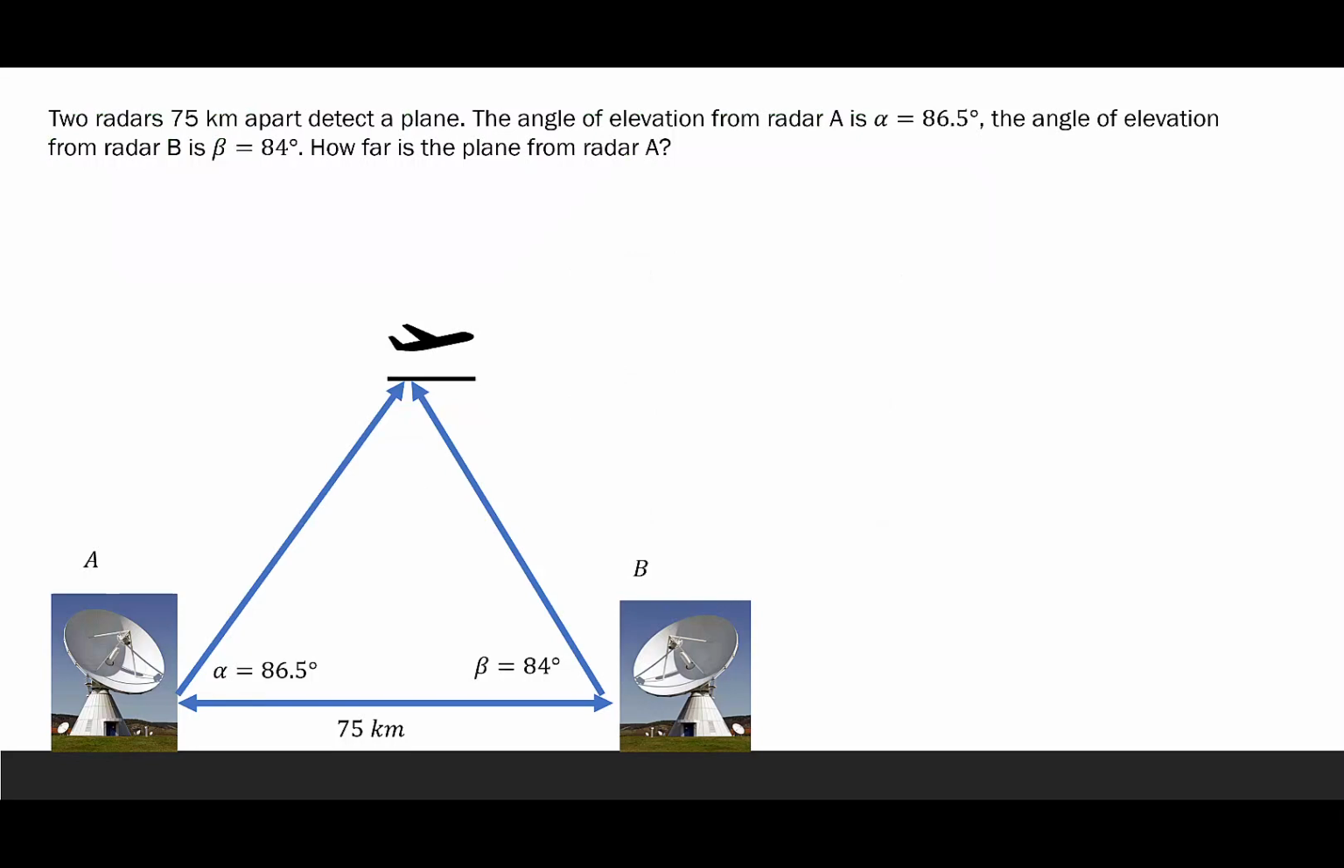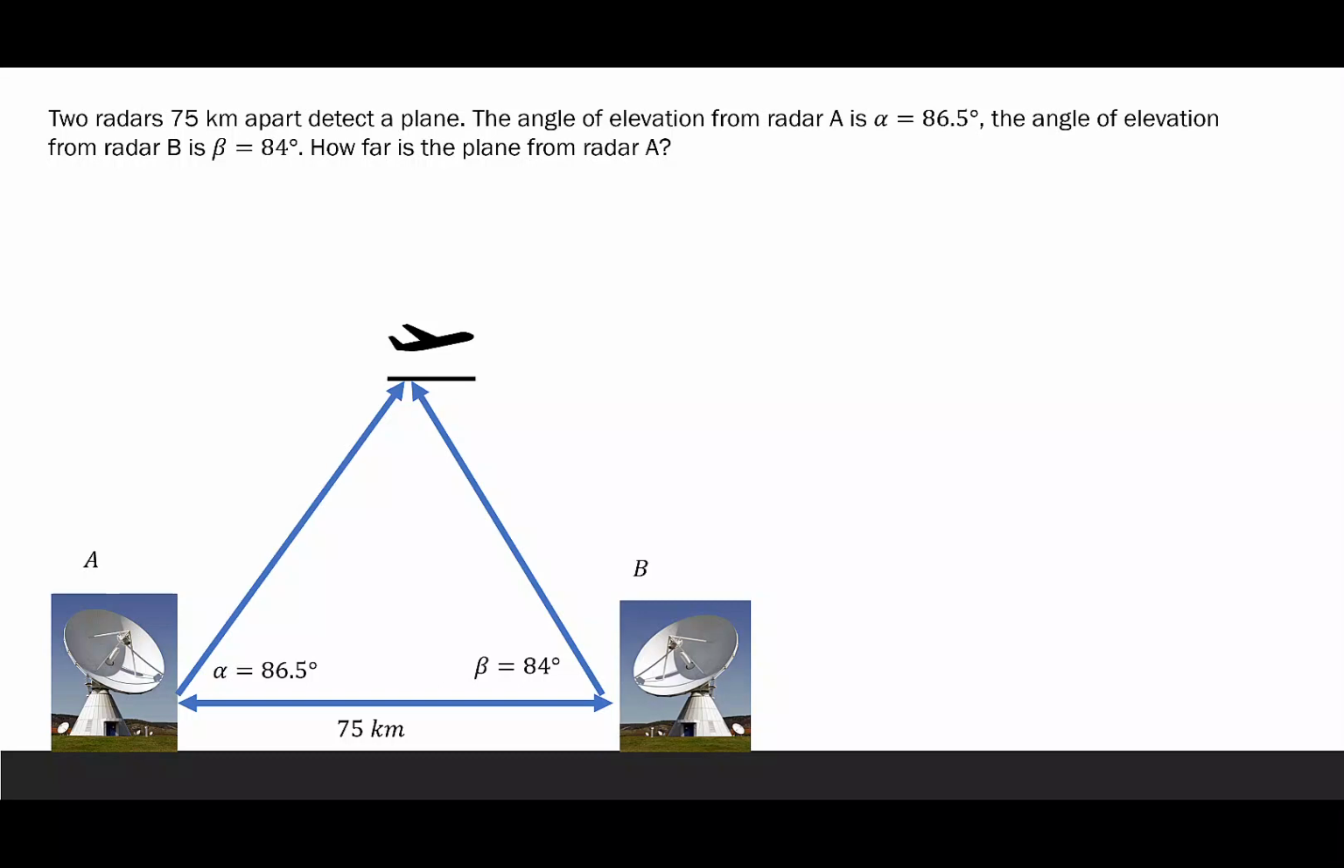Our first problem says two radars 75 kilometers apart detect a plane. The angle of elevation from radar A is alpha equals 86.5 degrees. The angle of elevation from radar B is beta equals 84 degrees. How far is the plane from radar A?